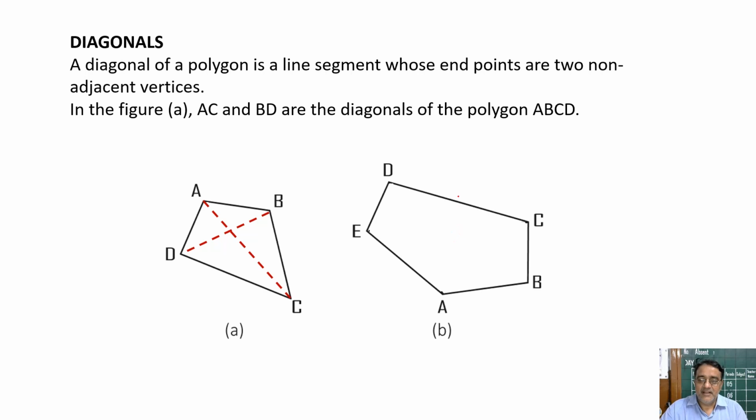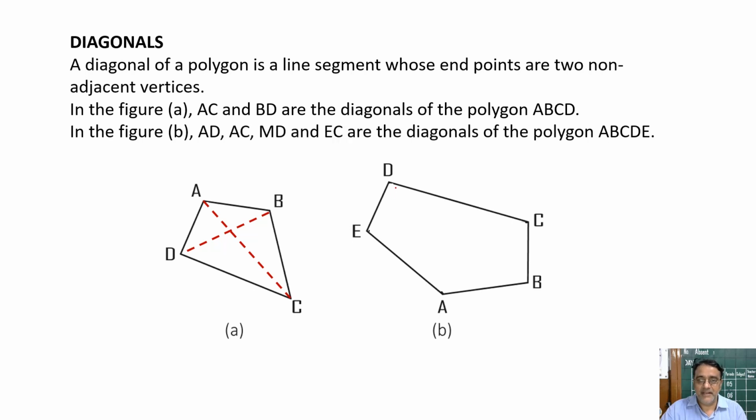Similarly here, many pairs of opposite vertices are there. So let us start with the first one, AD, second AC, third EC, and the next one is BD. This is BD, you know?